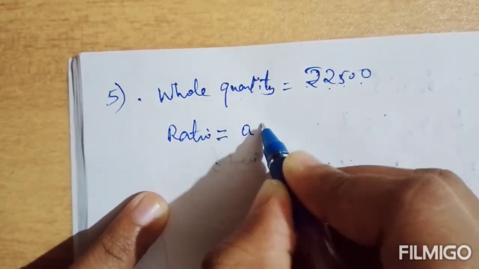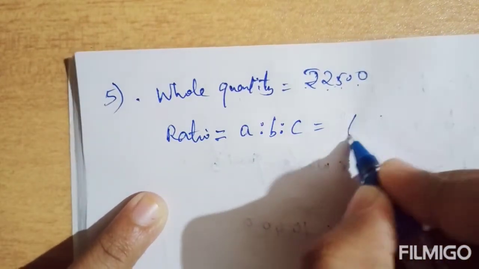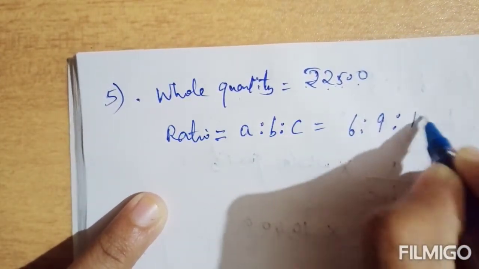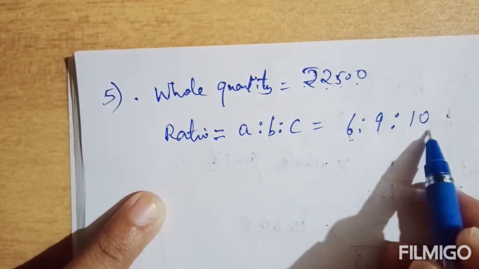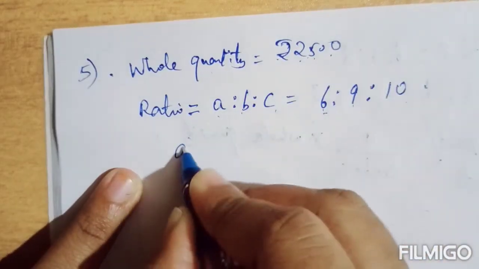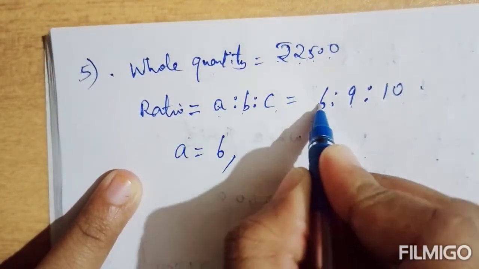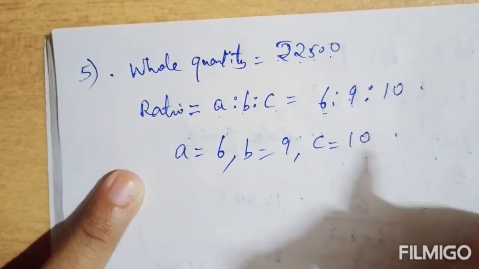The ratio is A is to B is to C. What is it? 6 is to 9 is to 10. Okay, in the question the ratio is given as 6 is to 9 is to 10. That ratio we can take as A is to B is to C. So A equal to 6, B equal to 9, C equal to 10.